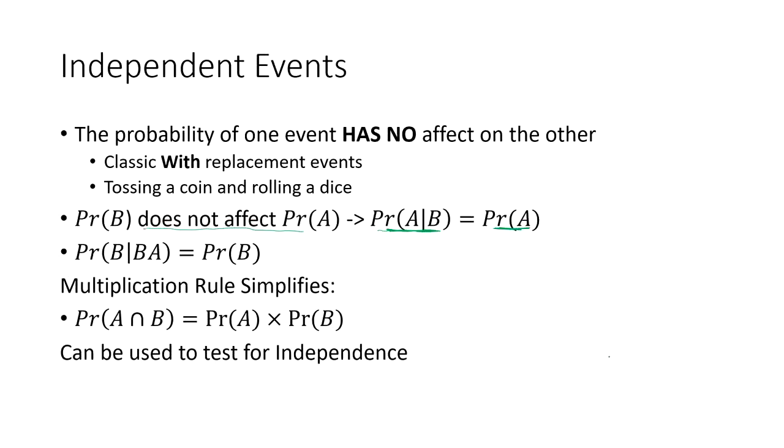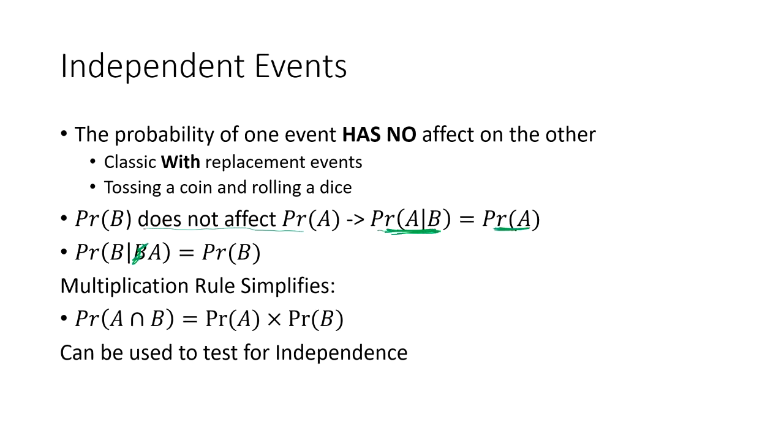So the probability of B does not affect the probability of A. And in maths, the way we would write that is the probability of A given B is just the same as the probability of A. Also, the probability of B given A is just the same as the probability of B. So they're independent events.